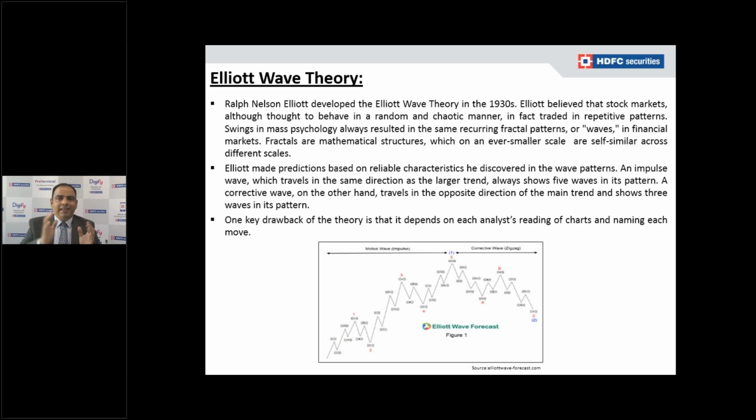1, 2, 3, 4, 5. He named two kinds of waves, impulsive and corrective waves. Impulsive waves are 1, 2, 3, 4, 5, and corrective waves are ABC. 1, 2, 3, 4, 5 is an impulsive wave, either in an uptrend or in a downtrend. ABC is a corrective mode.